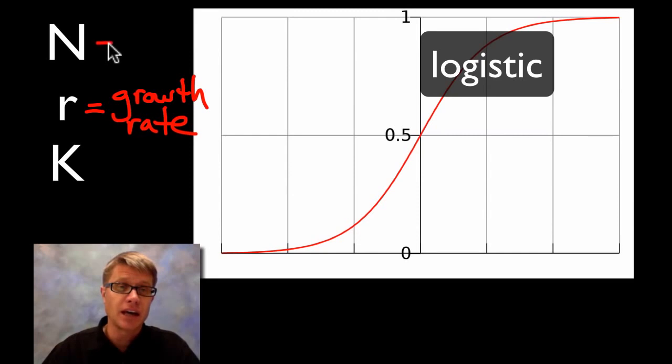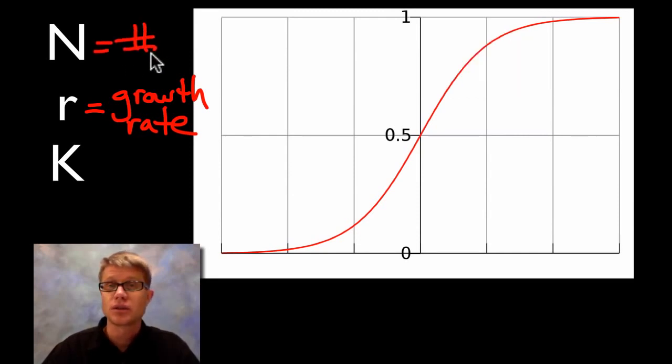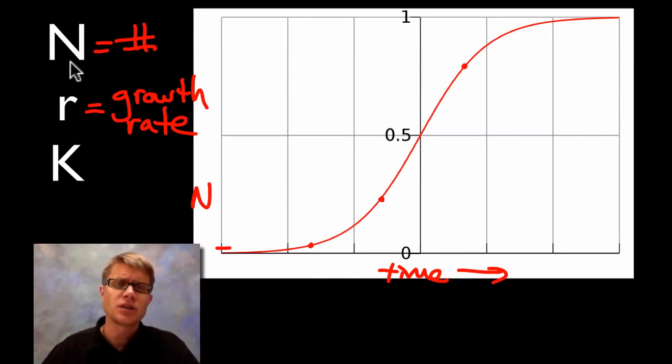And so what is N? N is going to be the number of individuals in the population. Right here, if we put N on this side and we put time on the x-axis, as time goes on, the numbers are going to increase. So this would be a low N value right here, and this would be a higher N value, and this would be a really high N value. It's important that you know what N is. That's the number in the population.